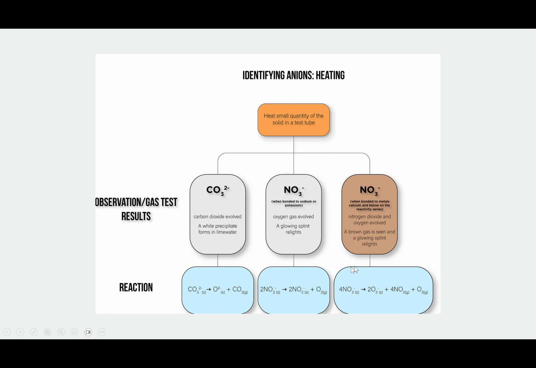Oxygen. But when it's bonded to calcium and below in the reactivity series, we're going to get nitrogen dioxide gas being evolved and oxygen as well. So we can test the gas with a glowing splint to see if it is relit. But more than likely, if we see the gas, we know it's brown and we don't need to test with the glowing splint. The brown color is caused by nitrogen dioxide, usually a mixture of nitrogen dioxide along with oxygen.